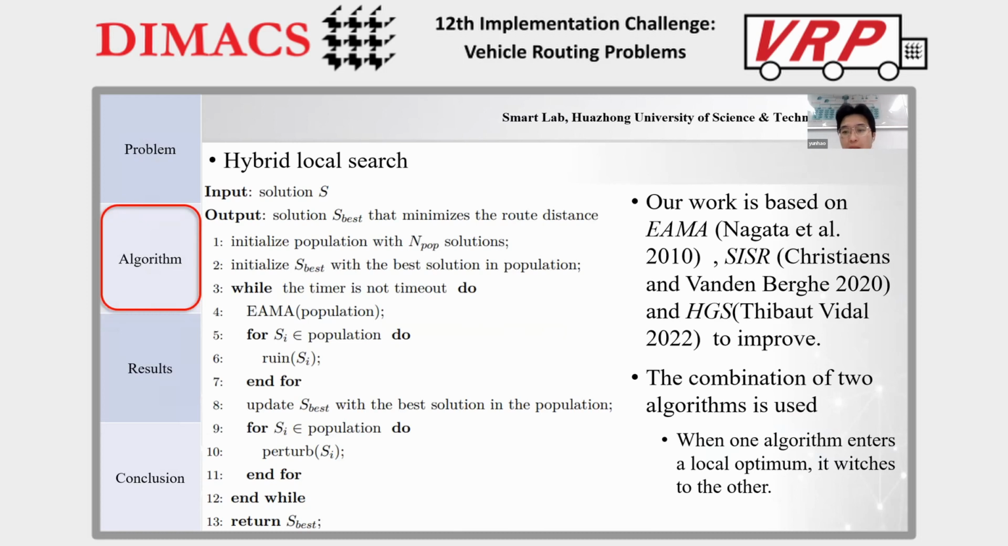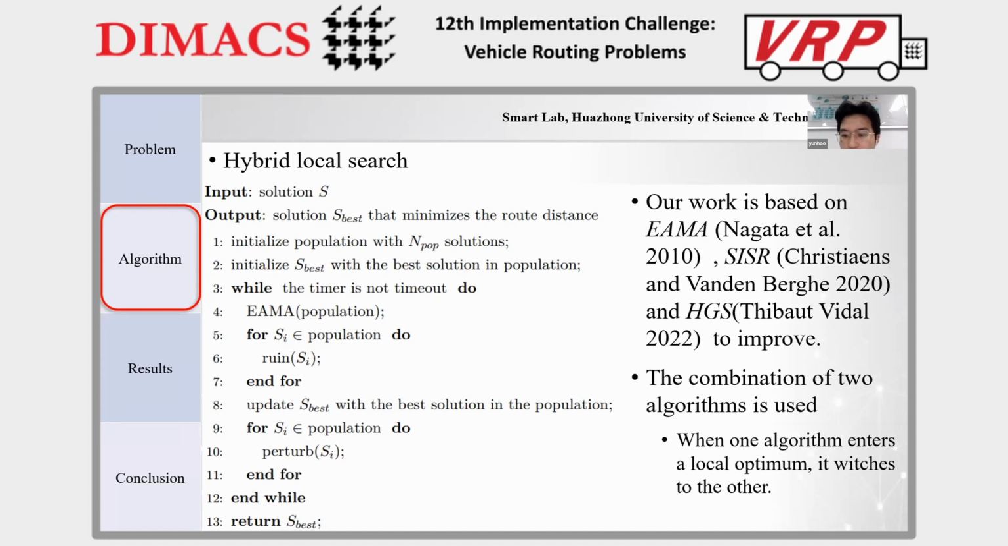Now, this is the hybrid local search procedure. It combines two algorithms. After the EAMA procedure exits, the join procedure for each individual in the population will be called. Finally, the perturb procedure is called to increase the diversity of the individuals. When the time limit is reached, we return the best solution found so far.